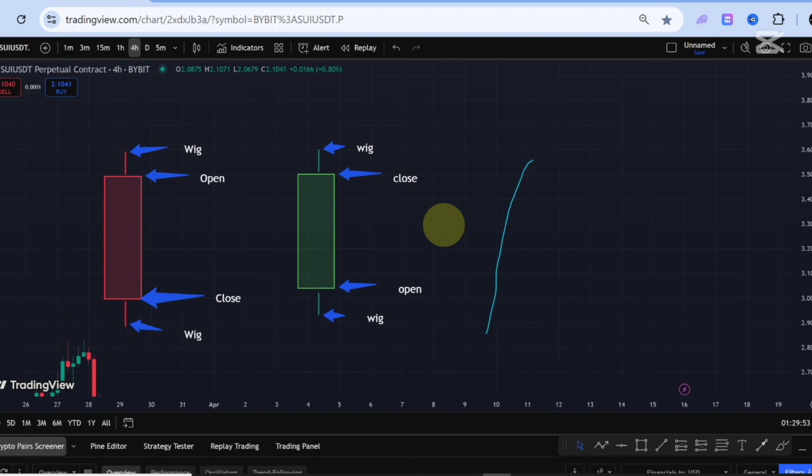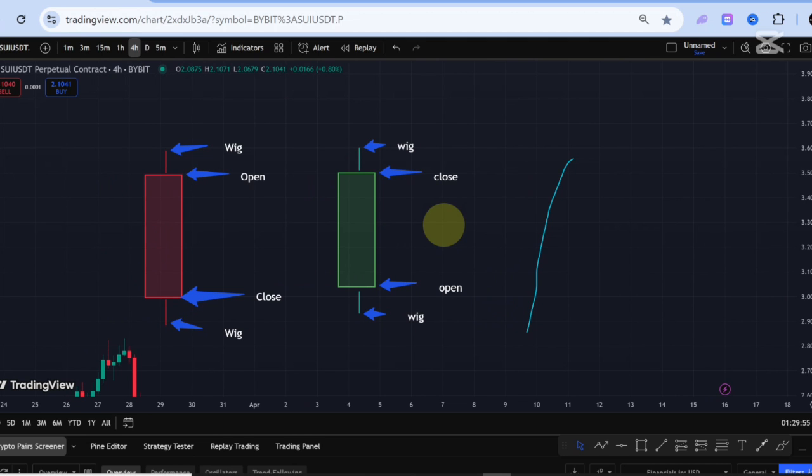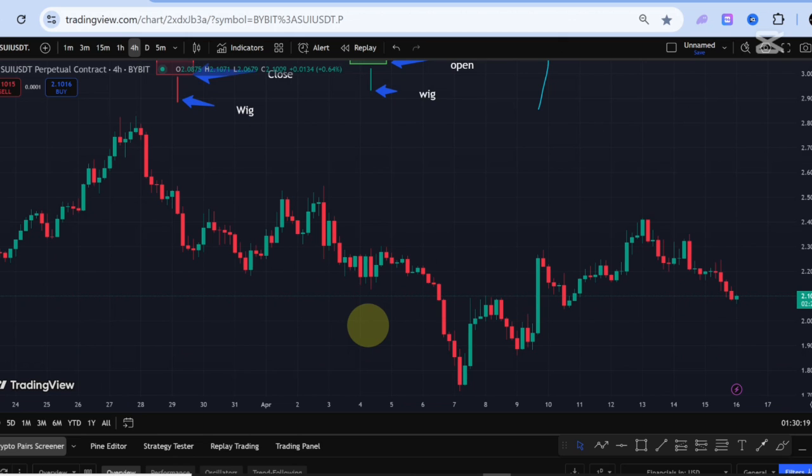So if I come back to this image right here, as I said, this is a wick. It shows the highest point that price has gone to in the time frame we are using. In this video, let's assume we are using the daily time frame. This wick shows the highest point that price went to, while this shows the lowest point that price went to.